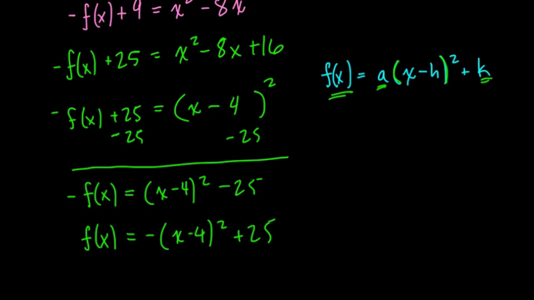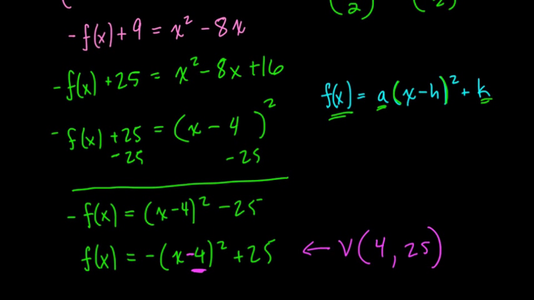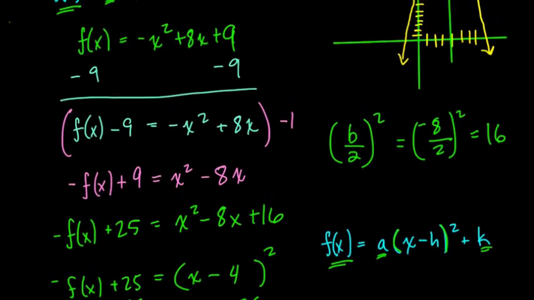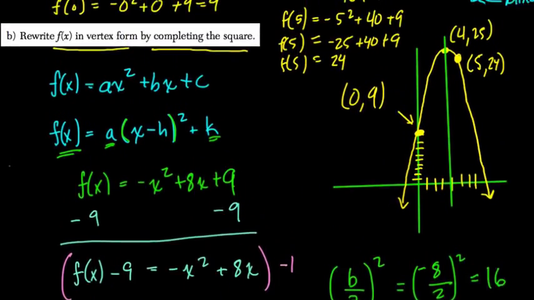And just to confirm that this matches our work so far, what's the vertex? Well, the vertex is the opposite of negative 4. It's always the opposite of whatever the sign for this number is, which is 4. And then 25, which is exactly what we found before in our graph. So there's a lot going on here. But again, you're converting into vertex form because it's really awesome to be able to use that as a tool when dealing with parabolas. It's incredibly useful.